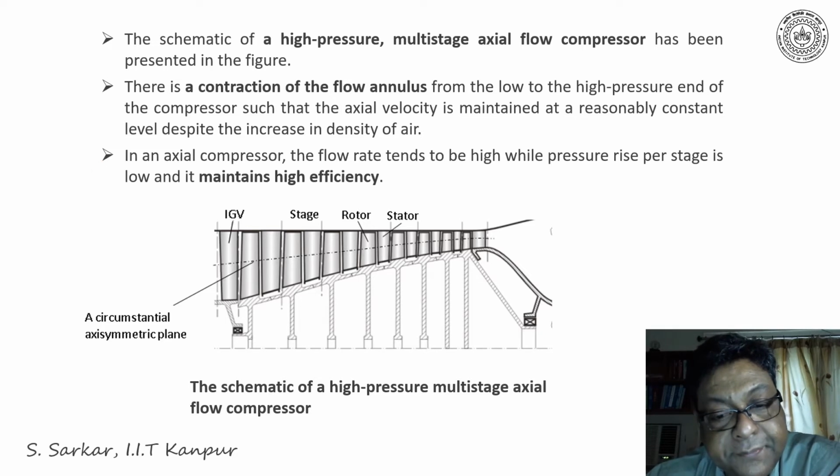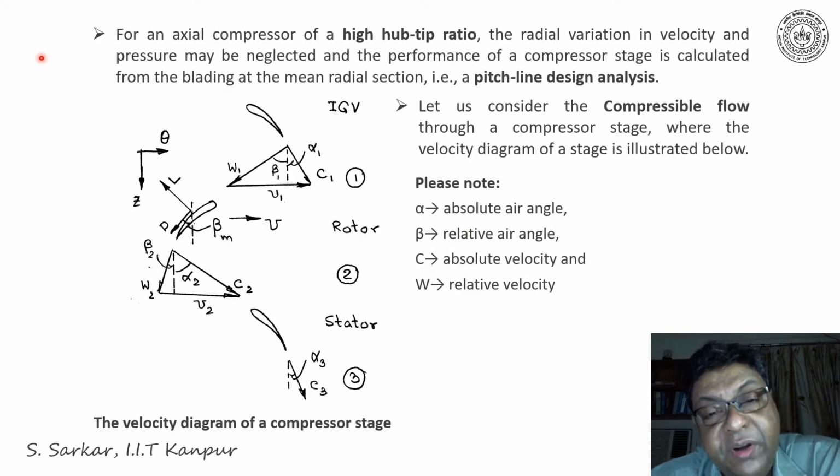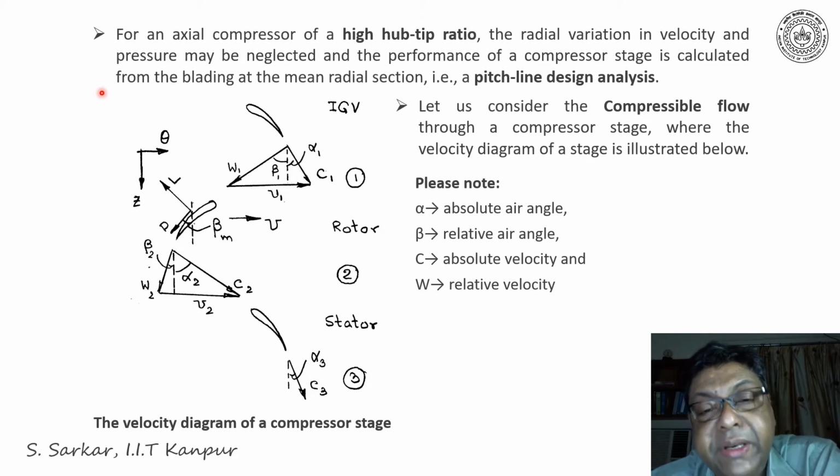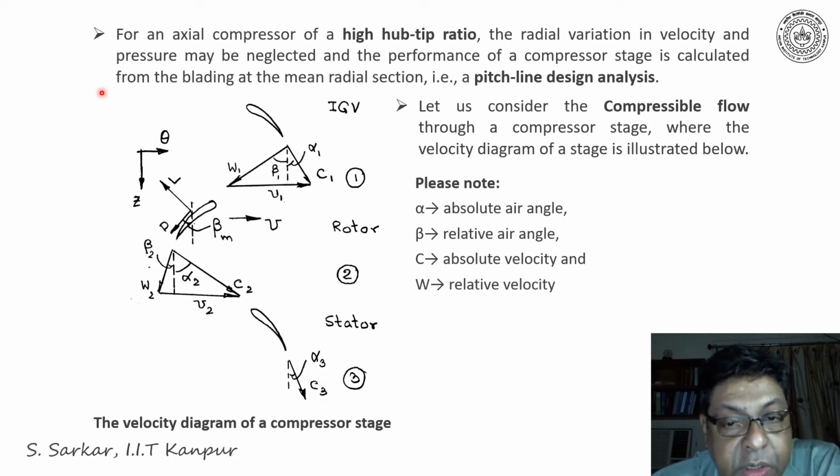efficiency. For an axial compressor of high hub to tip ratio, that is, if the blade height is considered small compared to the hub radius, then the radial variation in velocity and pressure may be neglected, and thus the performance of a compressor stage is calculated from the blading at the mean radial section, which is called the pitch line design.